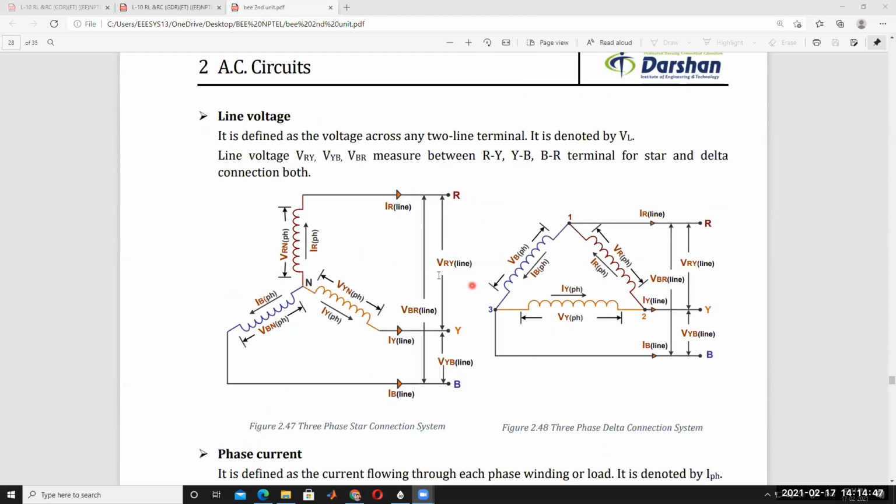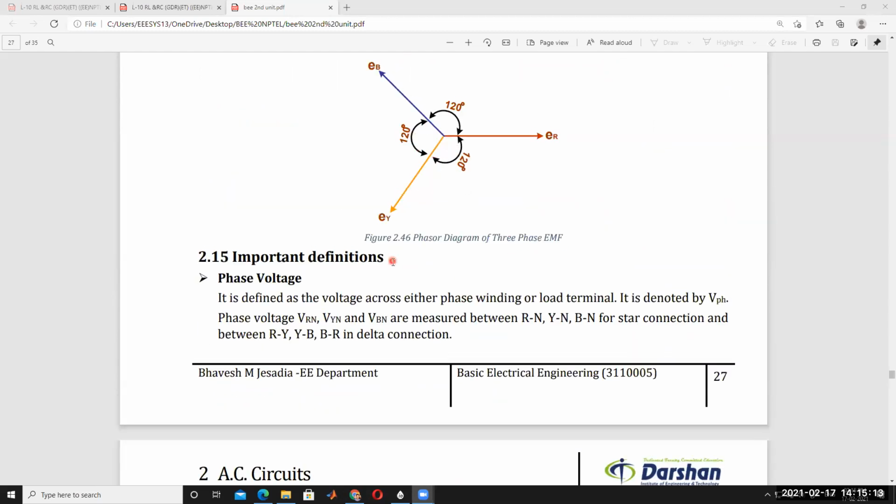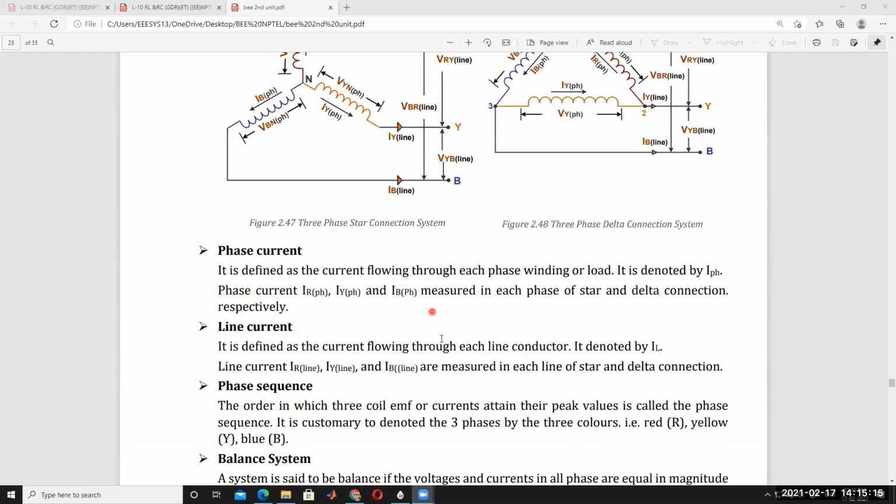That means if VRY is equal to VYB is equal to VBR, then only the system is said to be stable, otherwise unstable. These are called line voltages. If the line voltages or phase voltages are the same, then only the system is said to be balanced. If they are different, it is an unbalanced system. And if each phase is displaced by 120 degrees, then only the system is balanced, otherwise unbalanced.